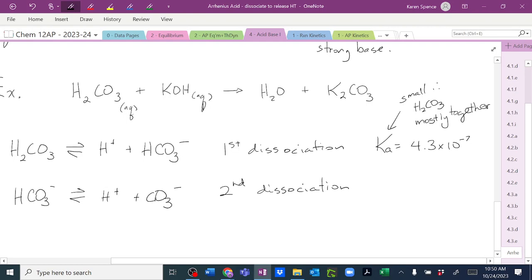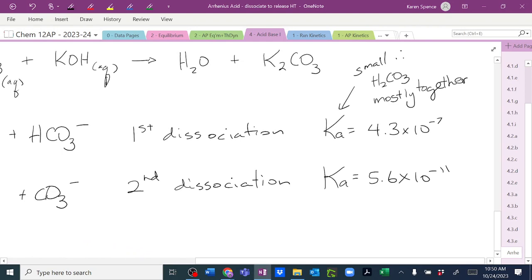Now let's take a look at our second dissociation. What is our Ka value for our second dissociation? 5.6 times 10 to the -11. How many times smaller is that approximately? 4 times smaller? No, it's not 4 times smaller. 10 to the 4 times smaller. And what's 10 to the 4? 10,000 times smaller. This is Ka1, Ka2. Ka2 is 10,000 times smaller than Ka1.